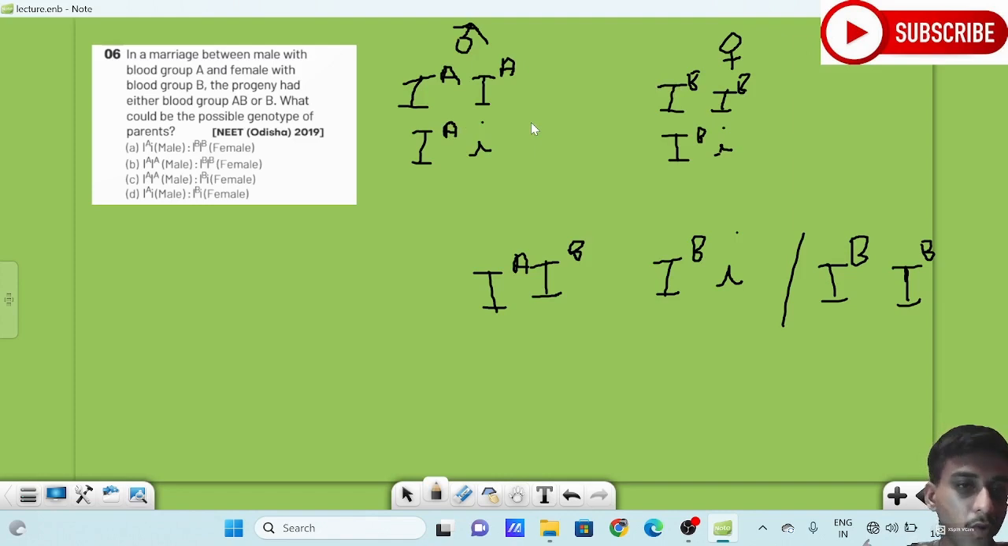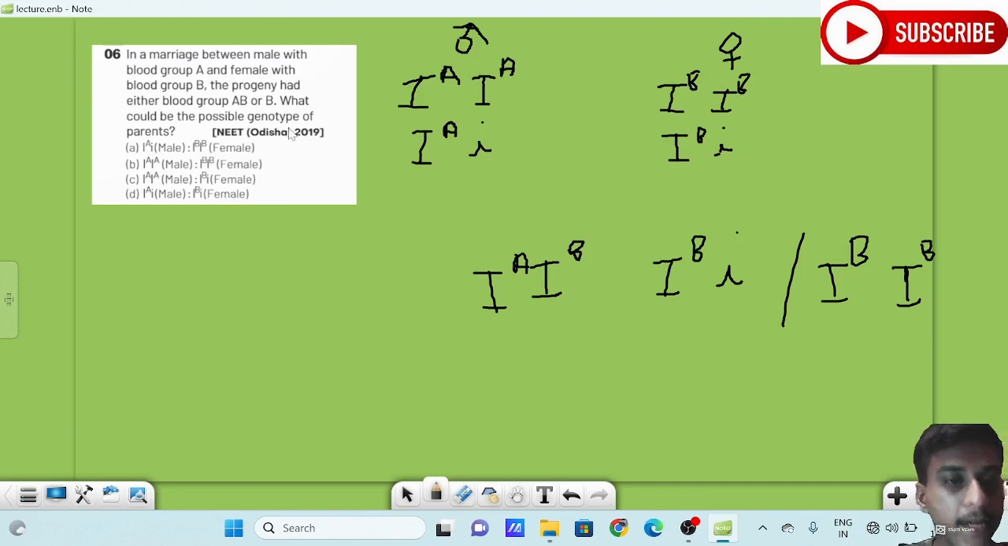Now let's go to option B. Option B, there are two genotypes, A and B. If we cross them, only the chance of AB is possible, B is not possible. So that is not the answer. C also, what happens? AB is possible and IA i is possible, which means AB and A are possible, B is not possible. So option C is also incorrect. I think option A is the right answer.